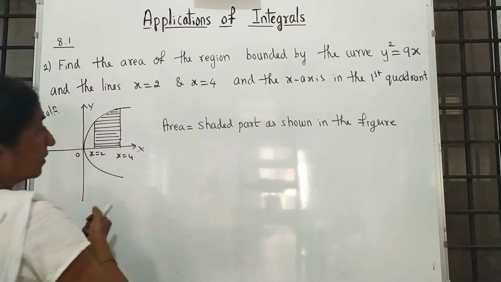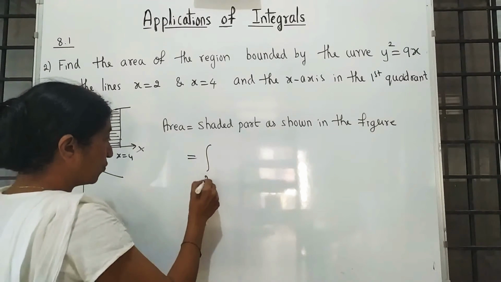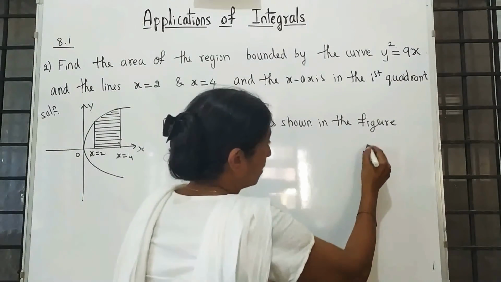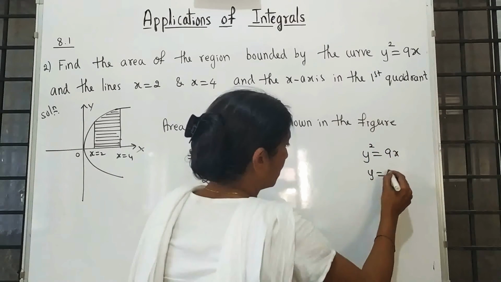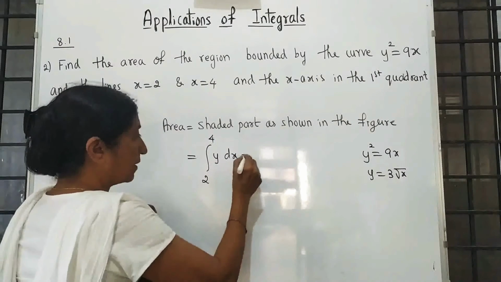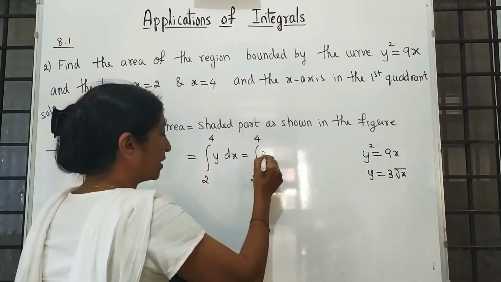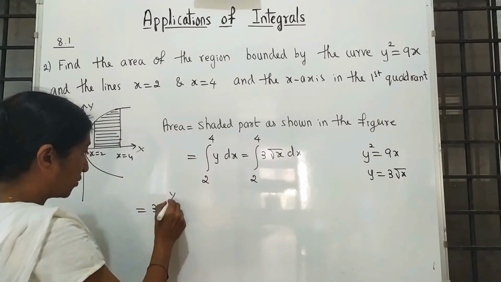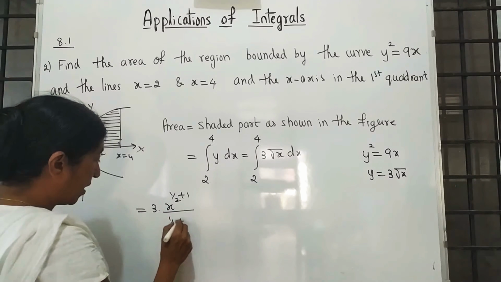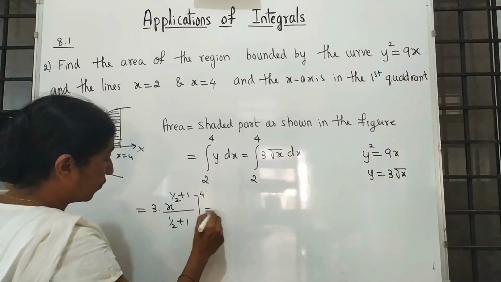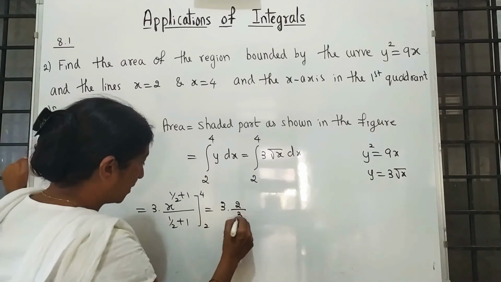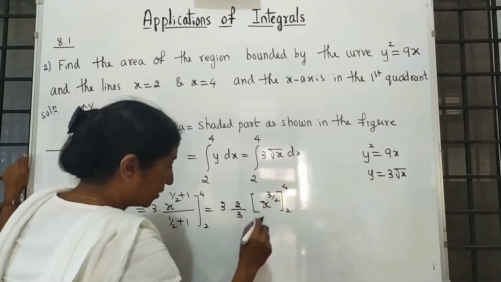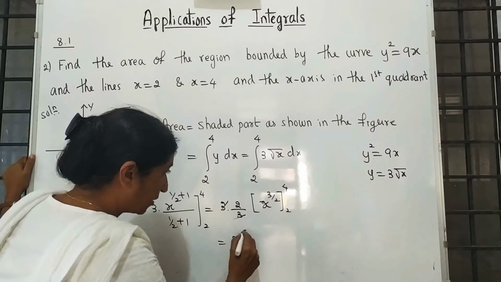Next, that is integration from 2 to 4 of y dx, because it is between the curve and the x-axis. y square is 9x, so y is 3 root x. So it is integral from 2 to 4 of 3 root x dx. 3 as it is. Root x means x raised to half plus 1 upon half plus 1, from 2 to 4. That is 3 into 2 by 3 x raised to 3 by 2, from 2 to 4.